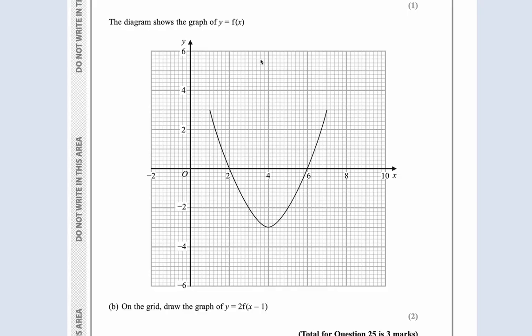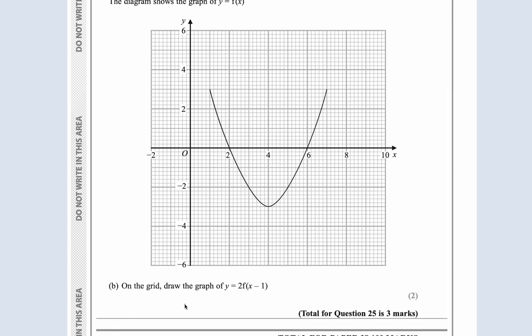Okay, the diagram shows the graph of y equals f of x. On the grid, draw the graph of y equals 2 times f of x minus 1. Okay, so I'd actually like 2 grids here, guys, but you can always erase. This is why you want a pen or a pencil and an eraser. There's 2 transformations. The minus 1 will move it 1 to the right, and the 2 outside in the front will stretch it vertically by 2. We can do it in whichever order we want. Let's just do the 1 first.